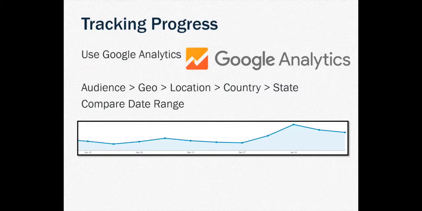So then, tracking your progress, you should be using Google Analytics for your website already, or something similar to that, to track visitors to your website. But it also helps you monitor your local SEO. This little carrot path here, the audience, geo, location, country, state, is what I would recommend to look at the visitors to your website from a given location. You can compare date ranges as you make updates to see how your traffic has changed over time in certain geographical areas. This is just a great way to get a good look at where people are coming to your website from, what locations they're coming from, and just to get a good sense of how you're performing in local SEO from a traffic perspective.